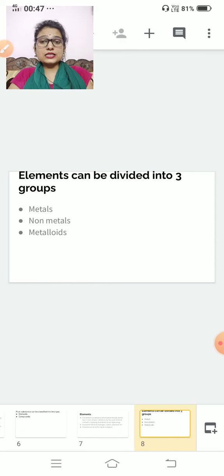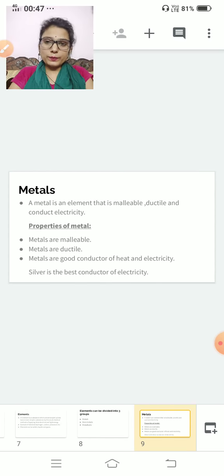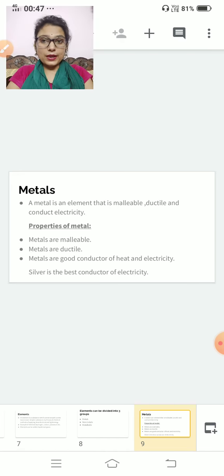In how many types can you classify elements? Three types. First is metal, second is non-metal, and third is metalloid. Clear? Now, start with metals. What are metals? A metal is an element that is malleable, ductile, and conducts electricity. Write the definition of metal. Metal is an element that is malleable, ductile, and conducts electricity. Clear? I will explain these terms.